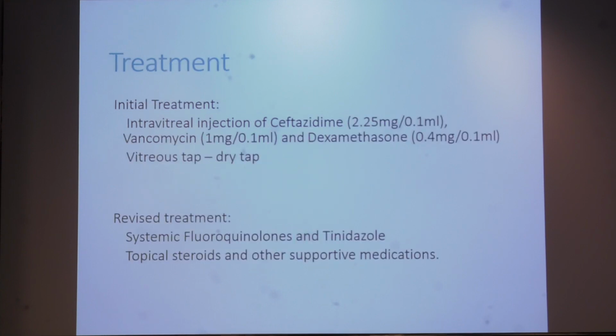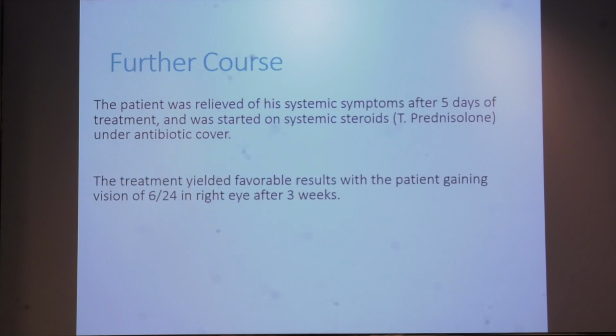The patient was given an intravitreal injection of ceftazidime, vancomycin and dexamethasone. The vitreous tap yielded dry. The patient was also started on systemic fluoroquinolones and tinidazole. As per culture sensitivity, topical steroids and other supportive medications were also started. The patient was also started on systemic steroids after 5 days of the oral medications, when he was relieved of his systemic symptoms of fever. This treatment yielded favorable results with the patient gaining a vision of 6/24 in the right eye after 3 weeks.